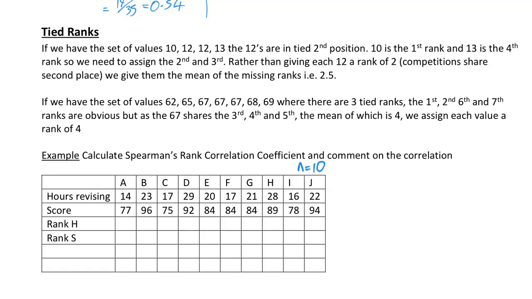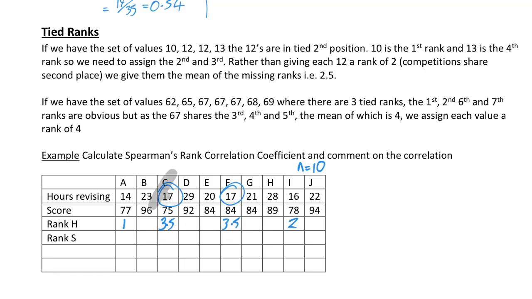So 14 was the lowest, so that's rank 1. Then the next lowest is the 16, so it's 2. The next lowest is the 17, but there are two 17s, there's a 17 here and a 17 here. So really this would be the third and the fourth value, but they're both equal. So add 3 and 4 and divide by 2, and what you get is 3.5. So they both get assigned a rank of 3.5.